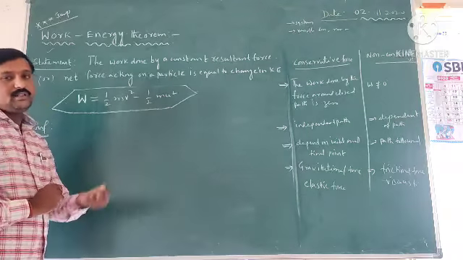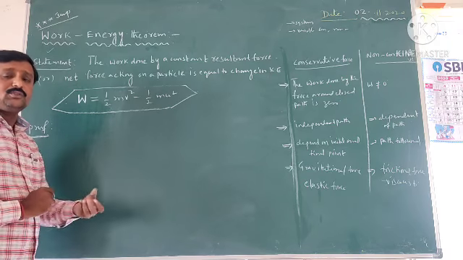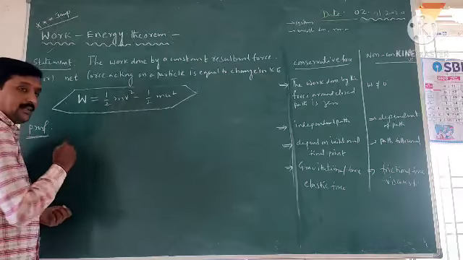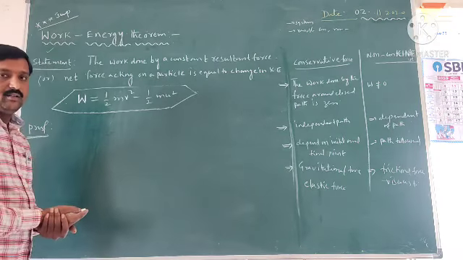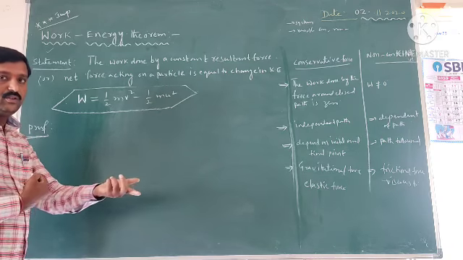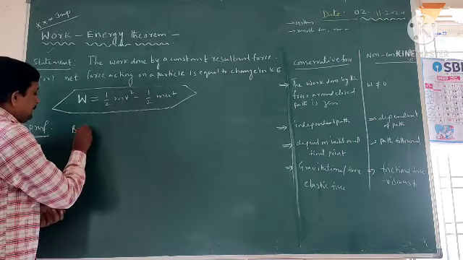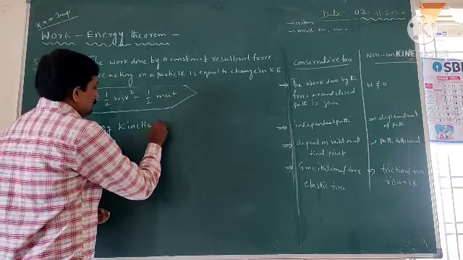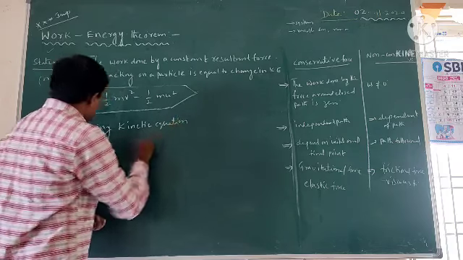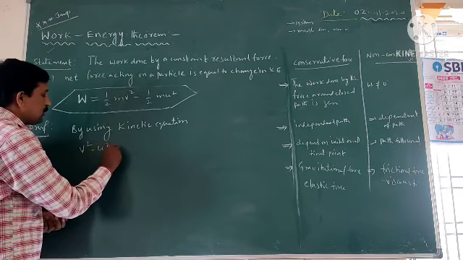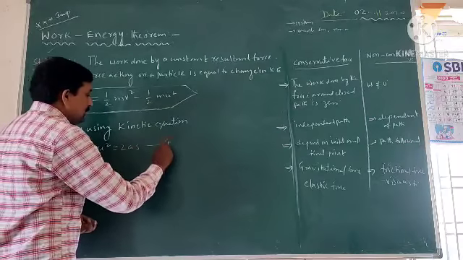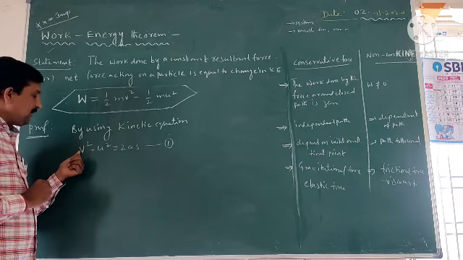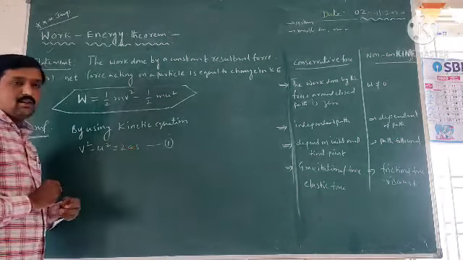Consider an object of mass m, moving in rectilinear motion. The acceleration of the object is a, and the displacement of the object is s. By using the kinematic equation, v square minus u square is equal to 2as. Here u is the initial velocity, v is the final velocity, a is the acceleration of the body, and s is the displacement.